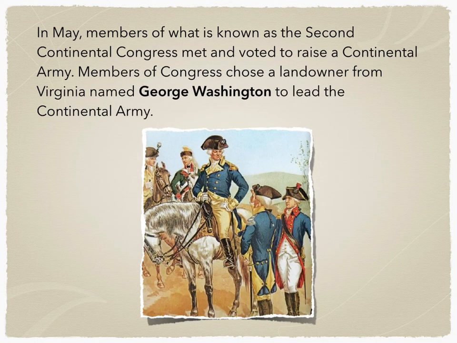In May, members of what is known as the Second Continental Congress met and voted to raise a Continental Army. Members of Continental Congress chose a landowner from Virginia named George Washington to lead the Continental Army.